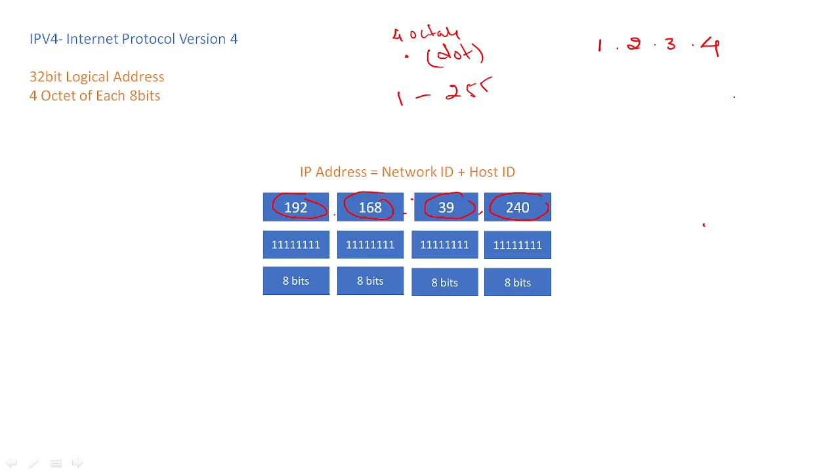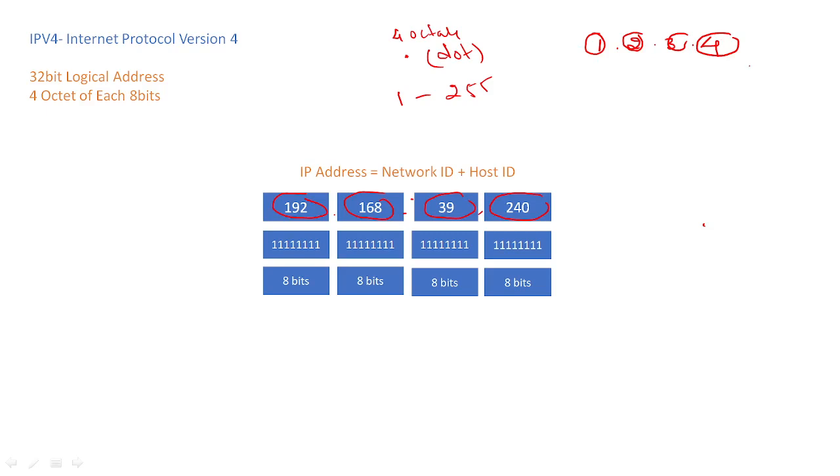Correct. See, I told you 4 octets. This is 1 octet, this is 1 octet, this is 1 octet, this is 1 octet. So I told you 4 octets should be there: 1, 2, 3, 4. 4 octets are there. The first condition is correct.